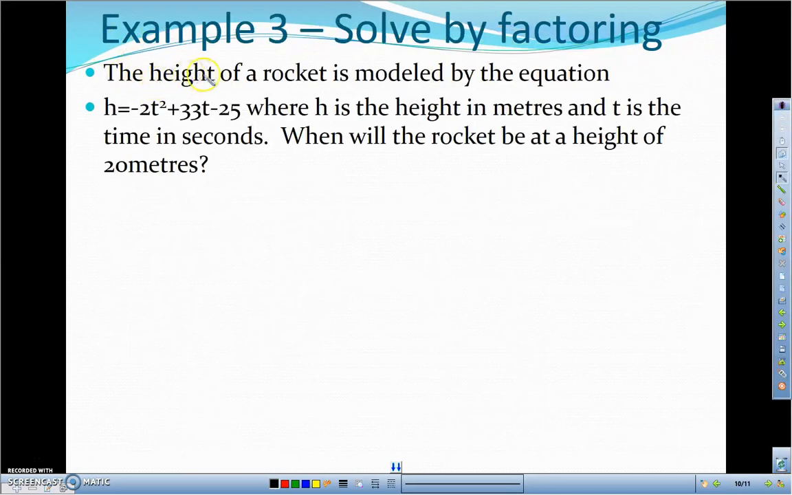This is our final question. The height of a rocket is modeled by the equation h equals minus 2t squared plus 33t minus 25, where h is the height of the rocket in meters, and t is the time in seconds. When will the rocket be at a height of 20 meters?